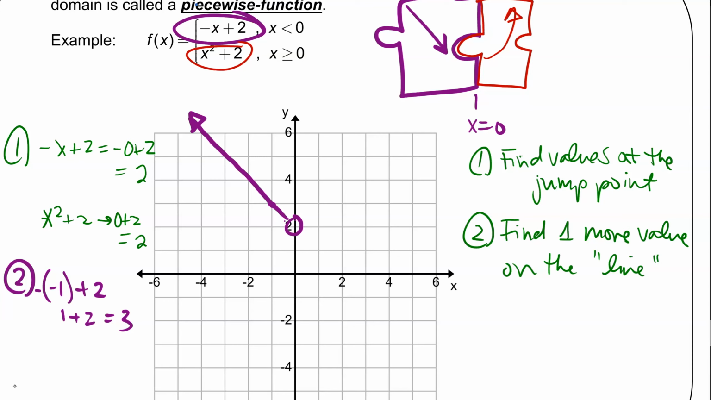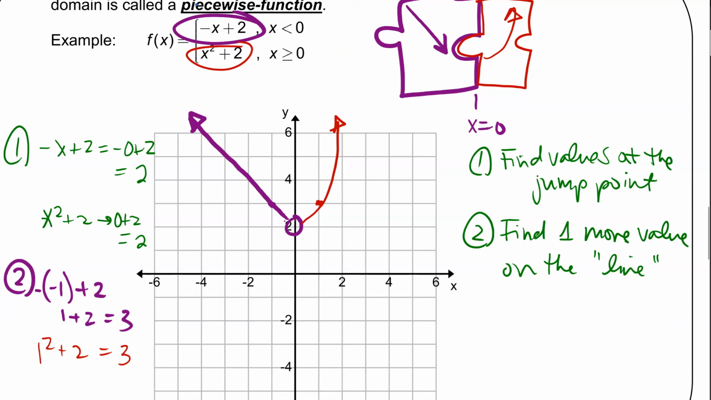Now this other graph, x squared plus 2, is our value if x is greater than 0. So let me find one more point. How about I plug in 1? So 1 squared plus 2 is going to be 3. But this is a parabola, so I know it's got to be curvy. Right, it's got to have a little curvy curve.